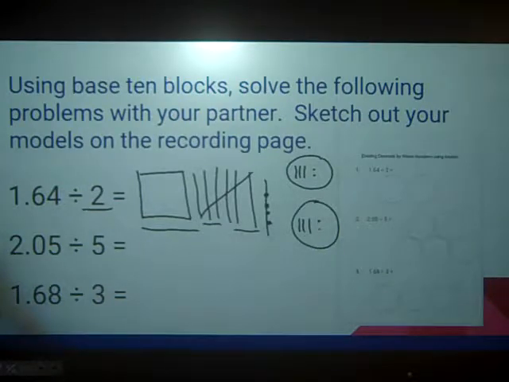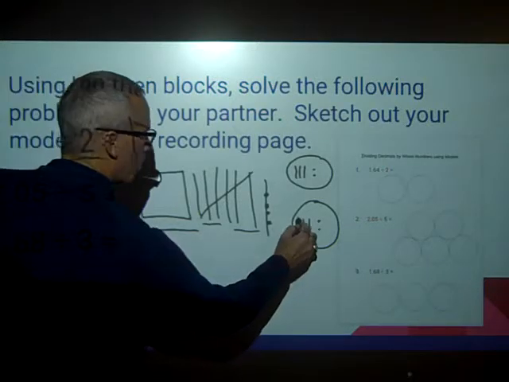Can I put 100 in two equal groups? No. What do you gotta do to it? Chop it in half. So how many would be in each piece? Five. Five what? Tenths. 5/10. Very good.